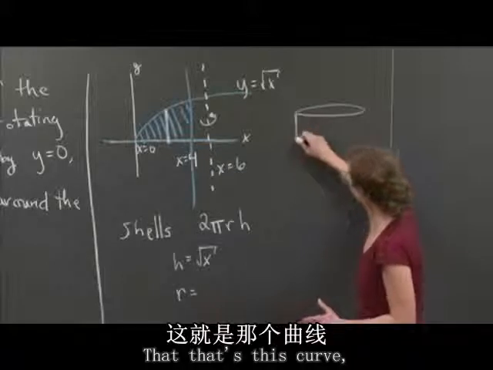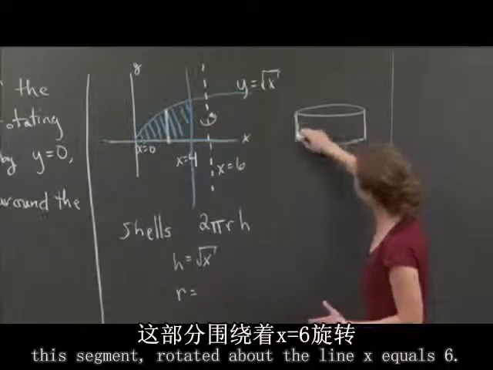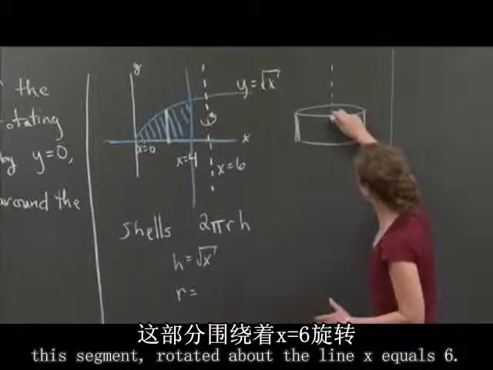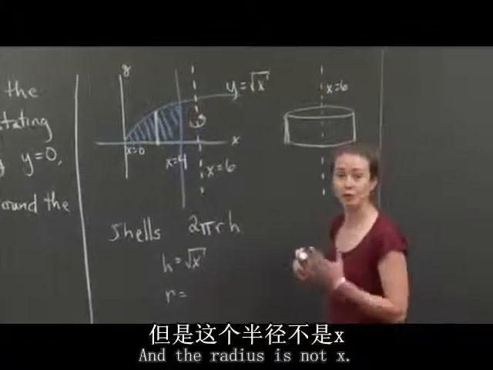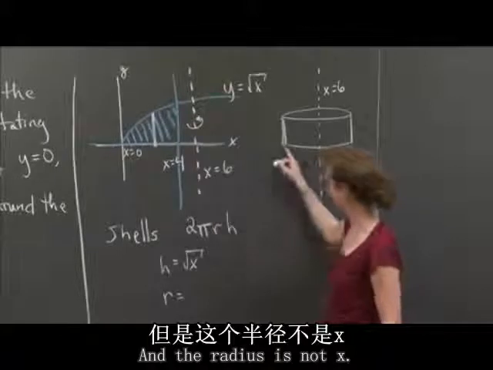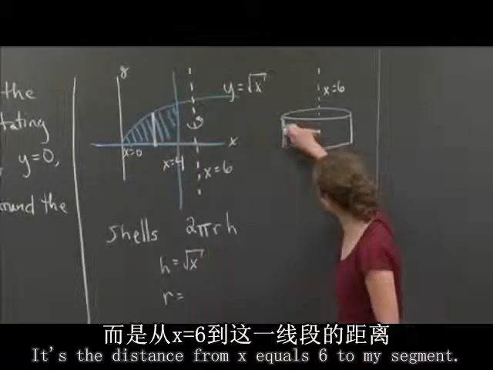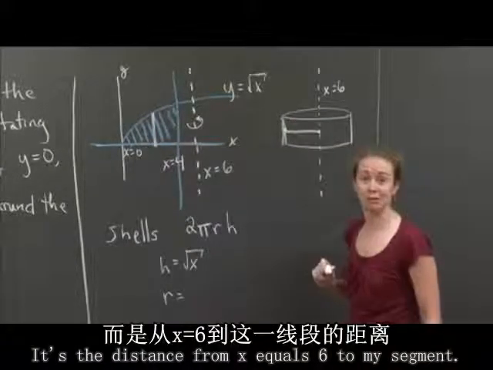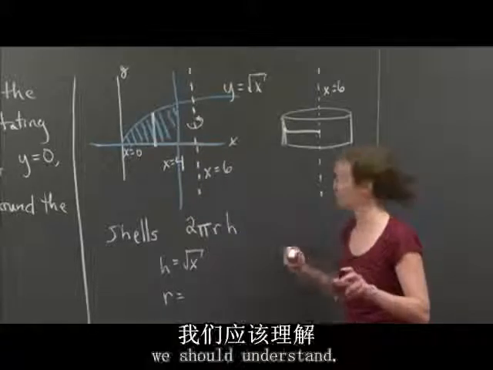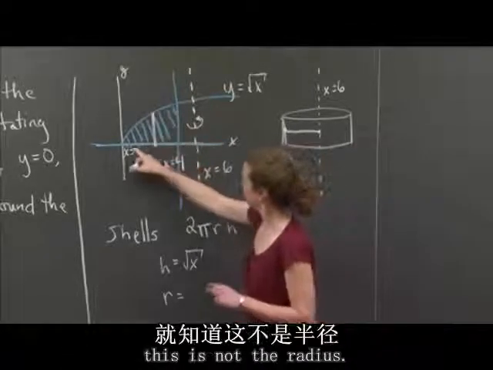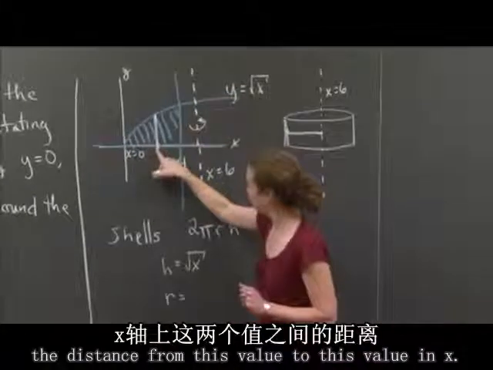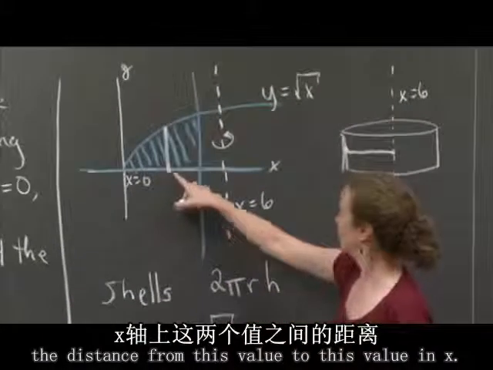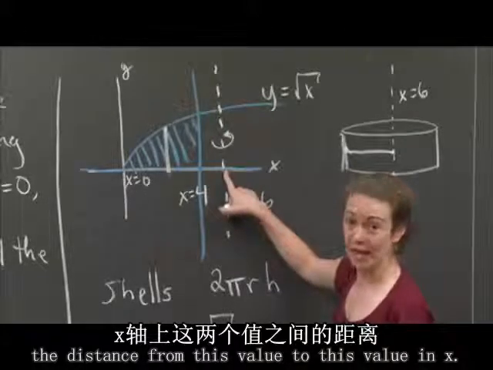That's this curve, this segment rotated about the line x equals 6, right? And the radius is not x. It's the distance from x equals 6 to my segment. That's an important distinction we should understand. If we come back and look at this picture, this is not the radius, right? The radius is the distance from this value to this value in x.